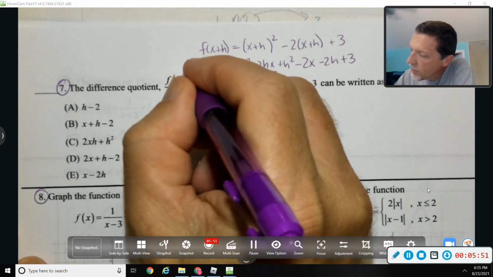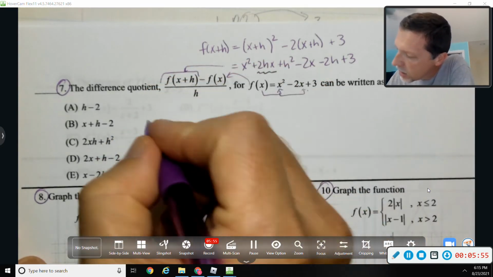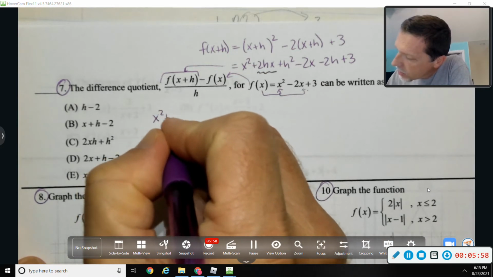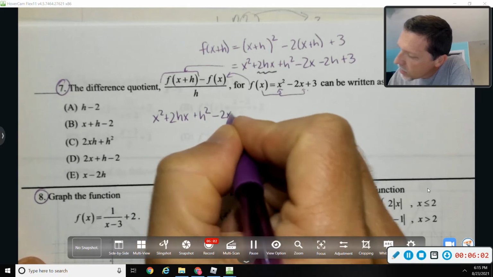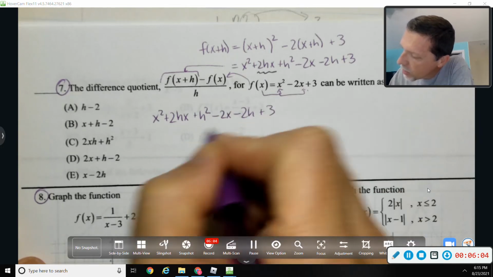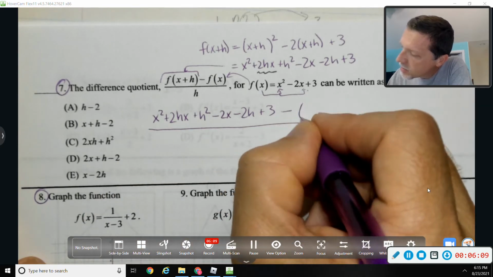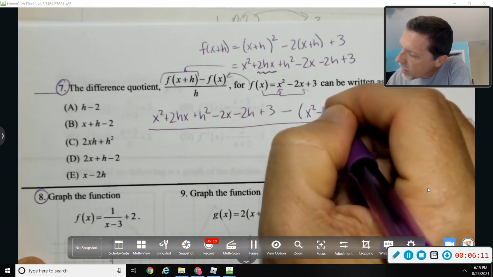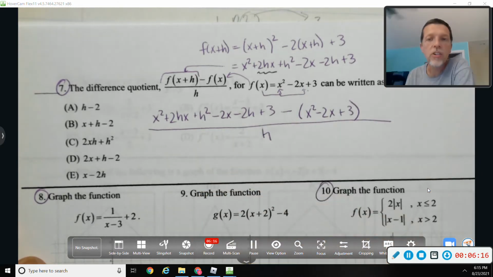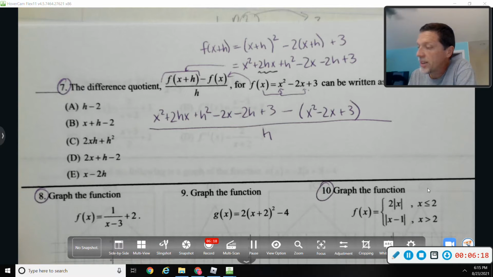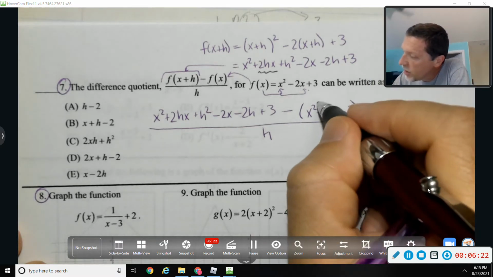Alright, now I've got f of x plus h, so I can plug that in. I've got f of x, I can plug that in. So x squared plus 2hx plus h squared minus 2x minus 2h plus 3. All of that's f of x plus h, minus x squared minus 2x plus 3, all over h. So that's a lot of stuff to keep up with, but you know that everything over here should cancel.